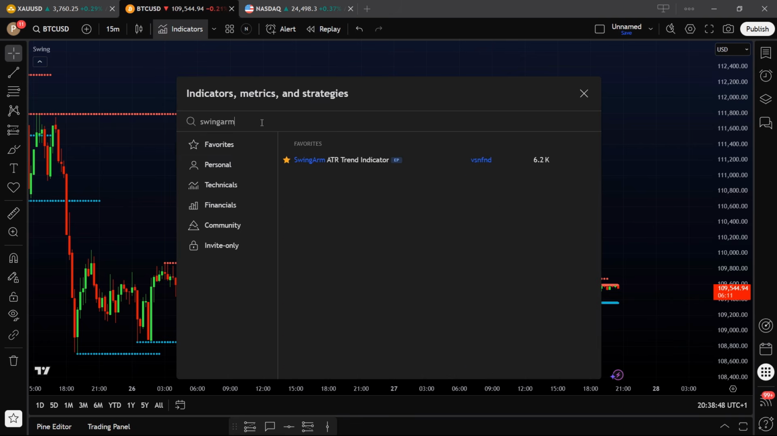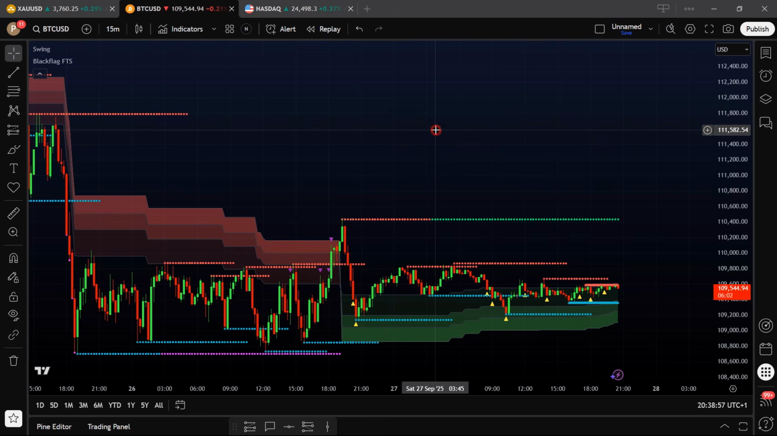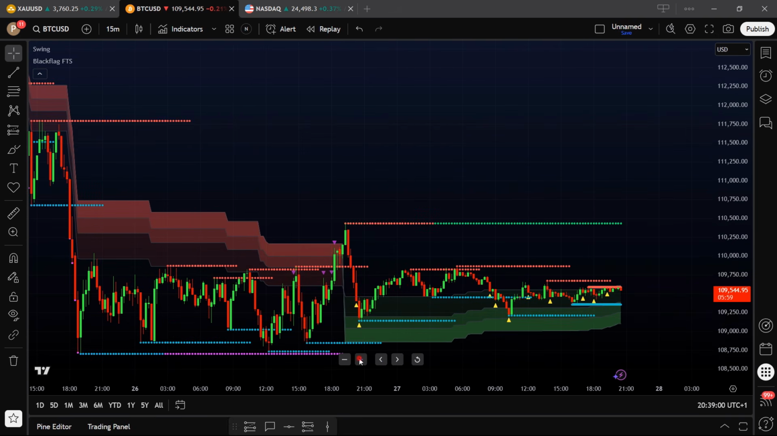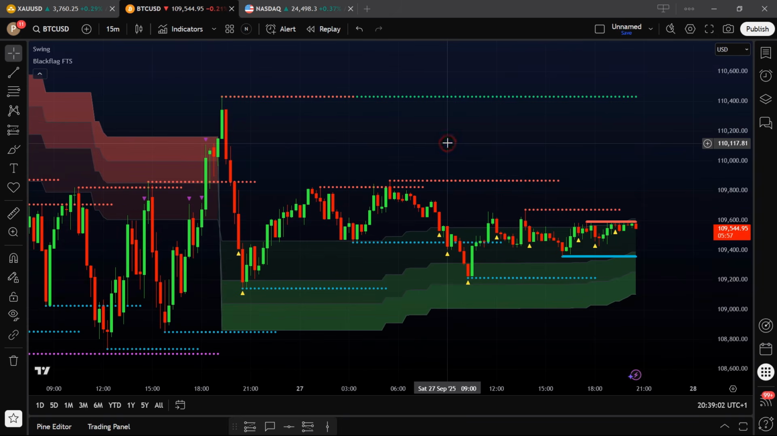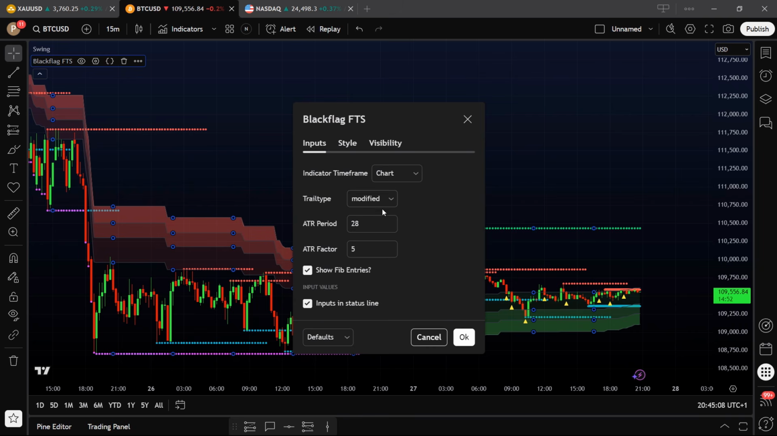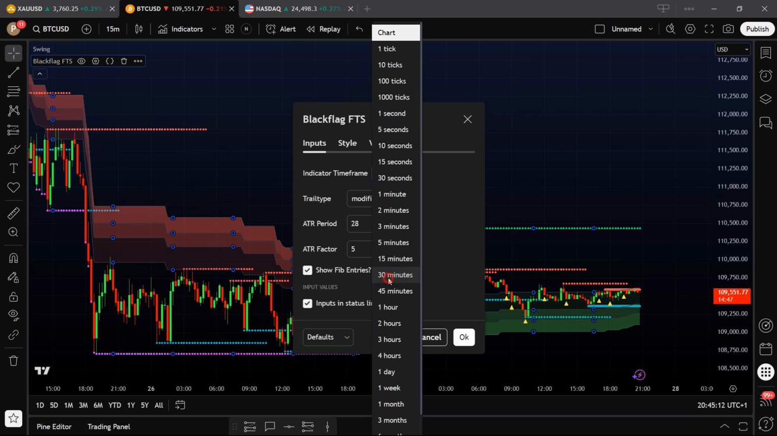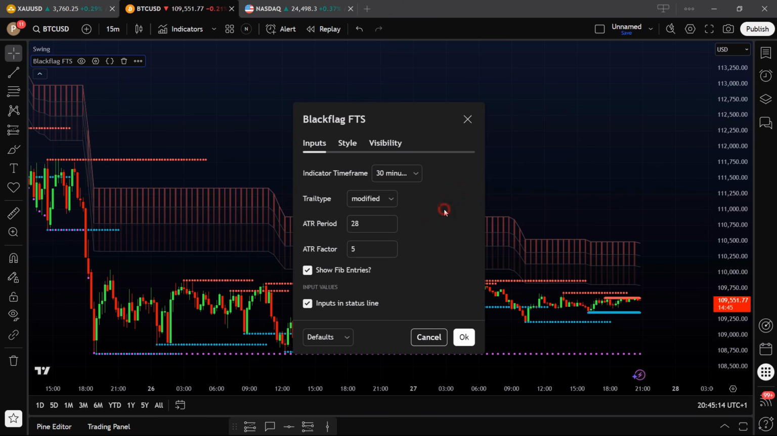Go back to Indicators. Search for Swing Arm ATR Trend. Add it to your chart. We will use this as a simple trend filter, a traffic light for the market. Open its settings. First, in Inputs, set the time frame to one level higher than your chart. If you are on the 1 hour, set it to the 4 hour. Next, set the ATR period to 10.